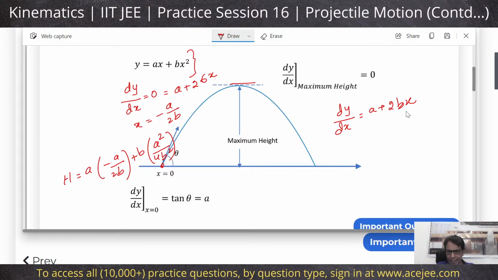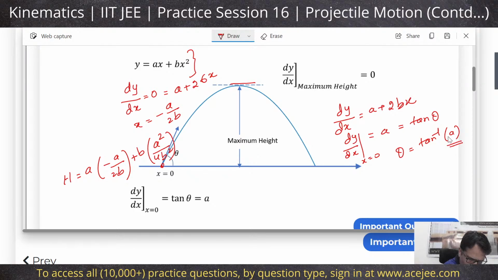So dy by dx at x equals 0 is a. And if you equate it to tan theta, then theta, which is the angle of projection, is tan inverse a. Clear? How will you find... Yes, Beta? I didn't understand this part.